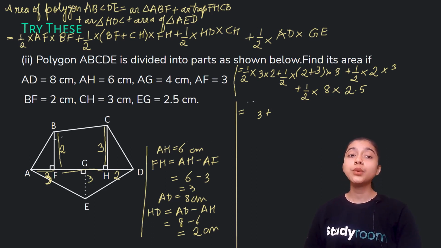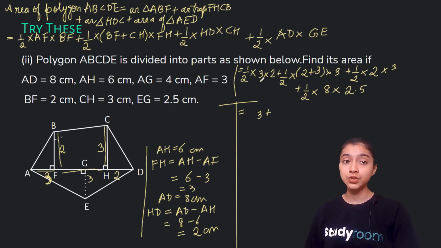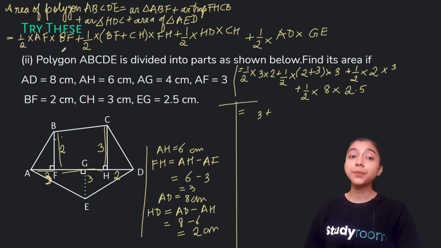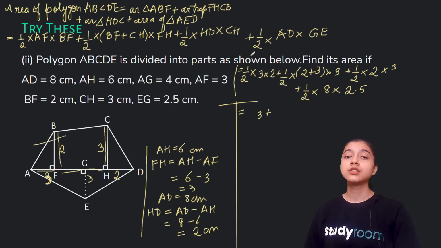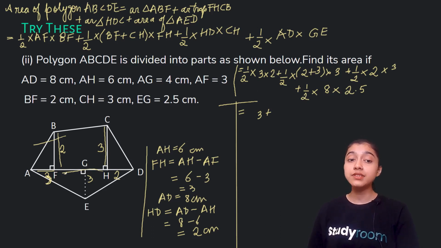So first of all, we'll write half in place of AF. The length of AF has been given to us in the question, that is 3 centimeters. So I have written 3. Now multiplied with BF. The length of BF has also been mentioned in the question, that is 2 centimeters. So I have written half into 3 into 2. Now the next thing is the area of the trapezium, which is equal to half into the sum of parallel sides BF and CH. BF is 2 centimeters and CH is 3 centimeters. So it will be half into 2 plus 3 multiplied by the perpendicular distance between them, which is FH.